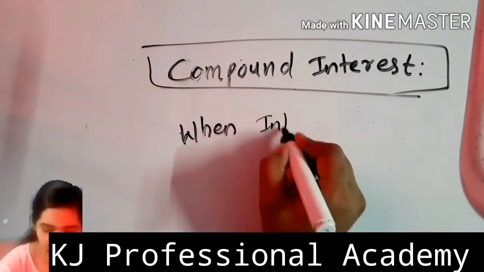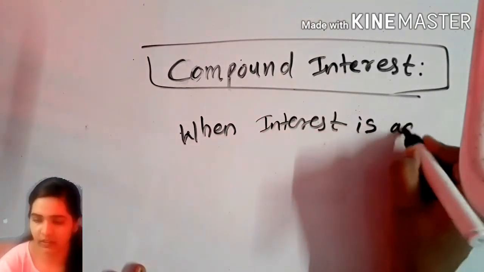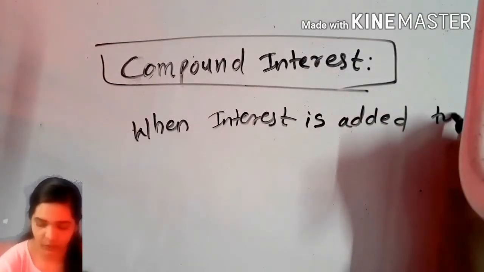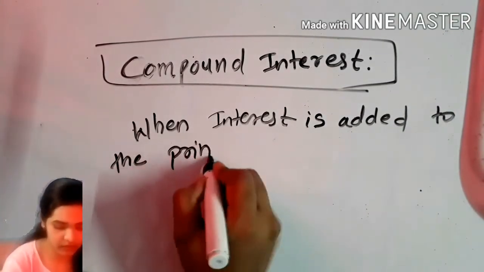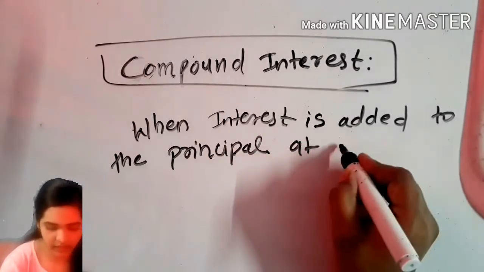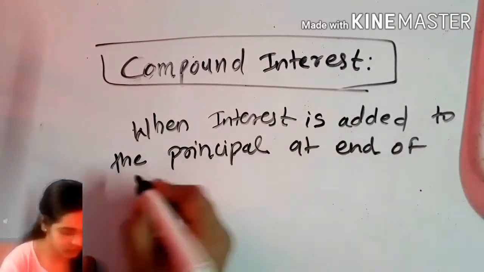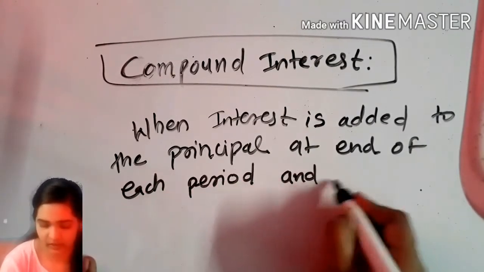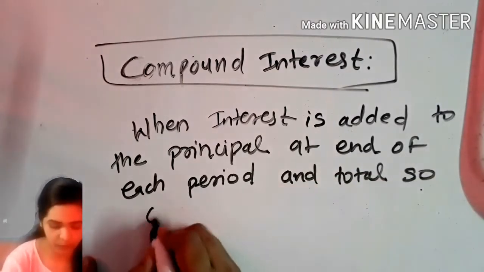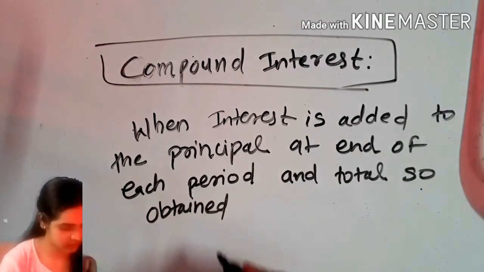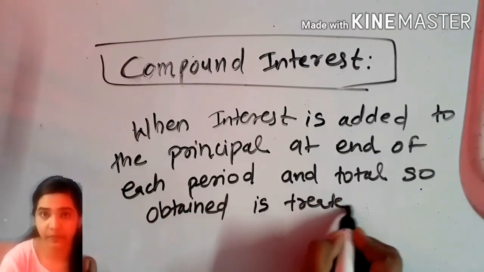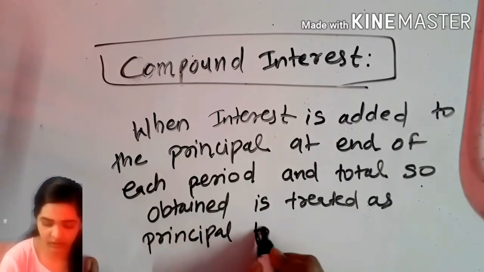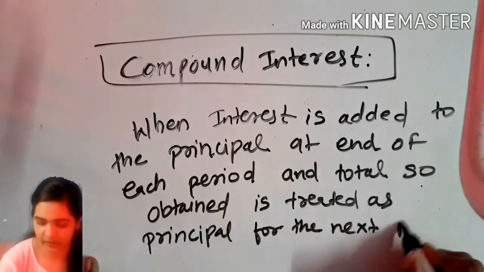When interest is added to the principal at the end of each period, and the total so obtained is treated as principal for the next period.